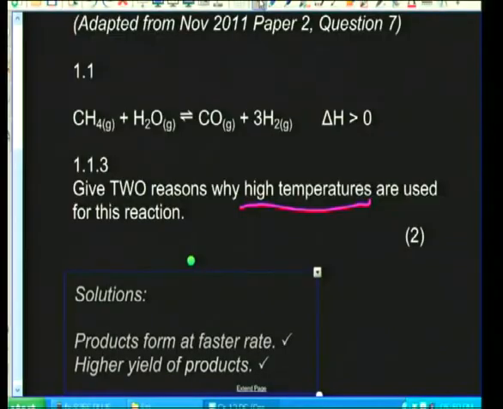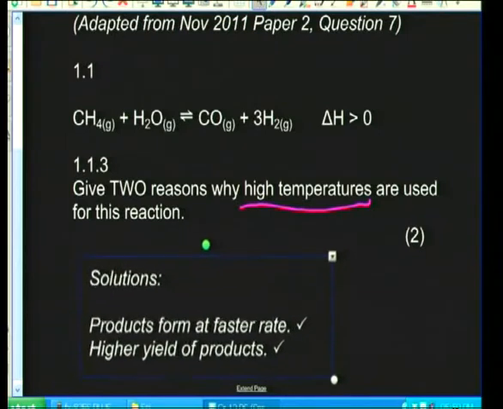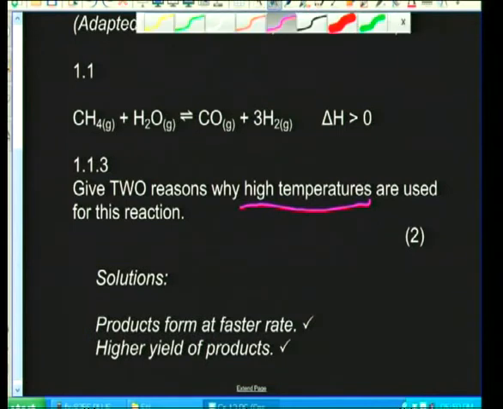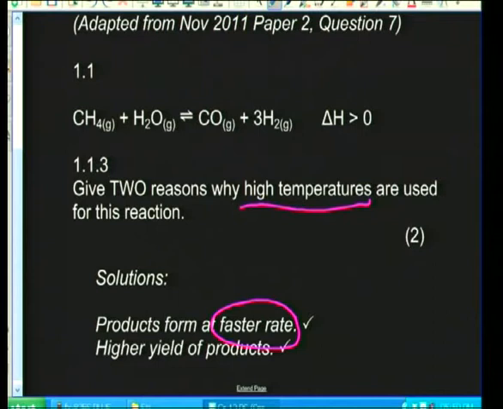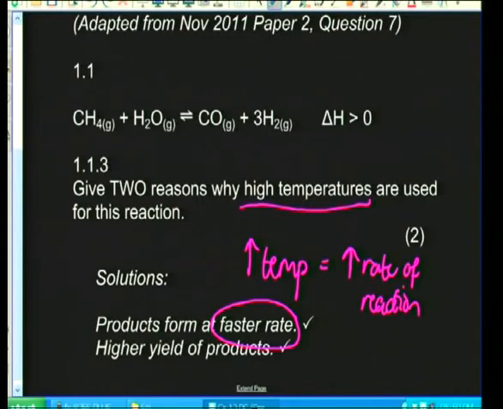So let's have a quick look through here. The solution: products would form at a faster rate, and the faster rate is going to deal with the higher temperature, because increased temperature is going to give me an increased rate of the reaction. Now that is because particles move faster, they have greater kinetic energy at higher temperatures. So they're moving faster, they will collide more frequently, there will be more effective collisions, and so the rate of the reaction will be that much quicker.